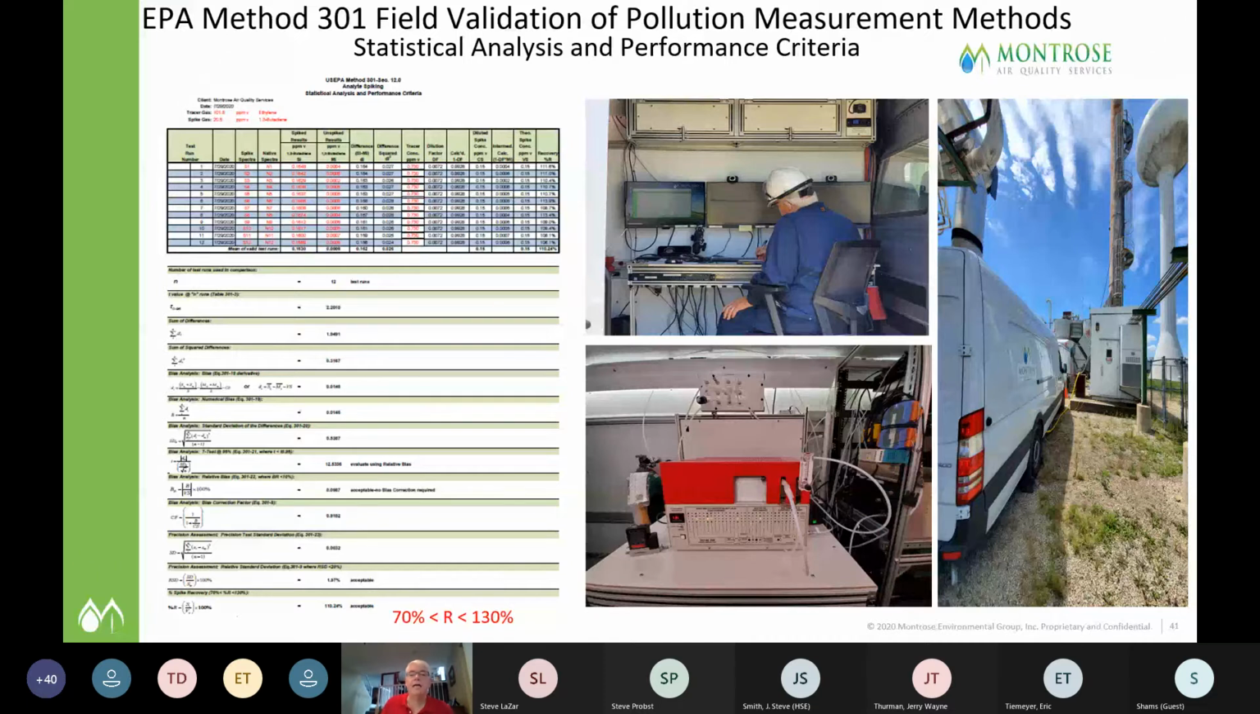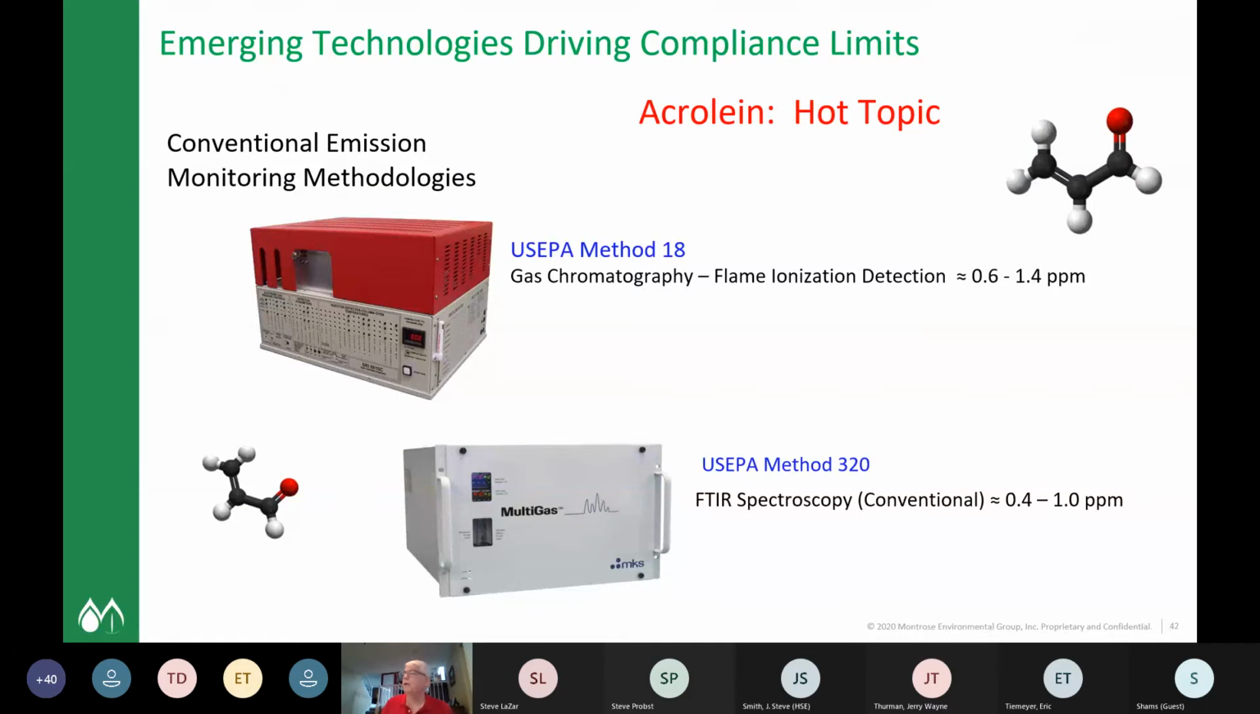So now I'm going to jump topics real quick because I know we're running out of time. The whole point of emerging technologies here is to drive better and better detection systems and lower the detection limits for the analysis that we do out in the field. Current hot topic is acrolein. Current methodology, if you do sampling in the field by Method 18, you're going to use GC, maybe 0.6 to 1.4 ppm. If you do it by conventional FTIR, 0.4 to 1 ppm detection limit.